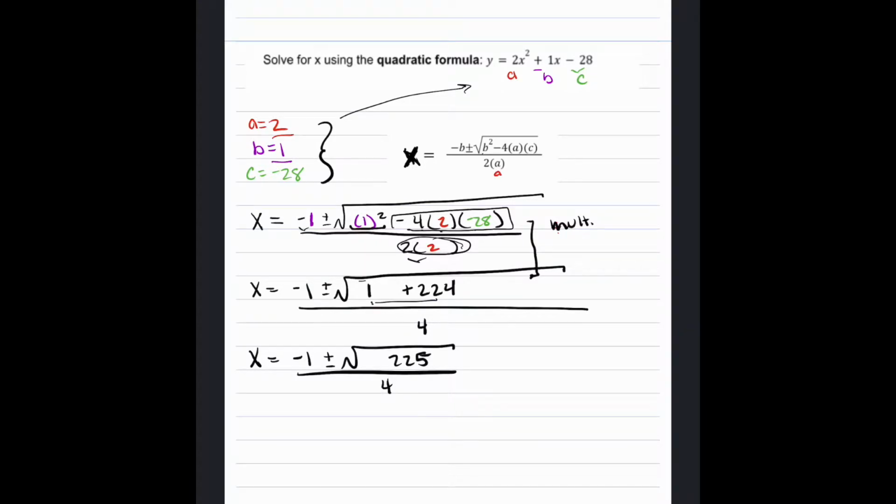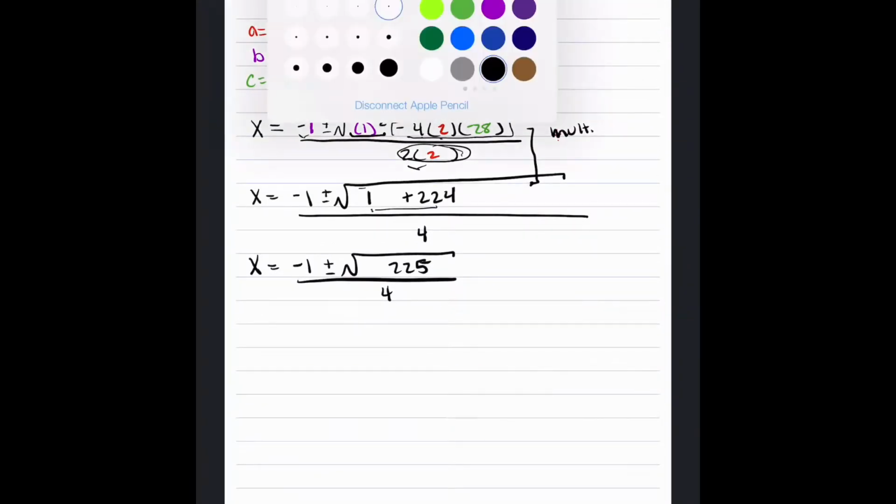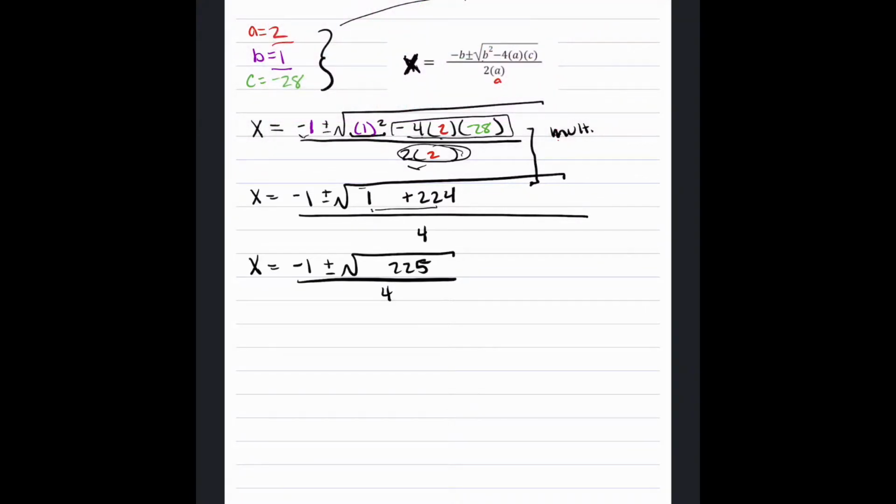And then from this step, remember what you do. Sorry, I'll slow down for you guys. What you do from this step is you take this square root. So in your calculator, you're going to type the square root of 225 and press equals. You should have got 15. So you typed it in your calculator, you should get 15.